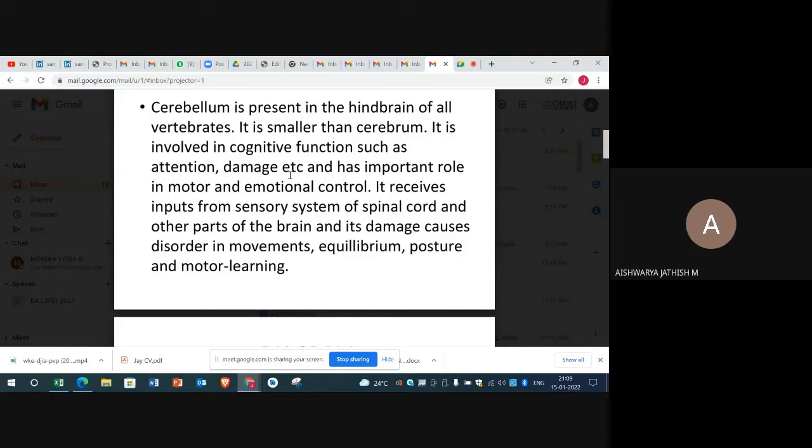So, what is the cerebellum? The cerebellum is part of the hindbrain. It is smaller than the cerebrum and is involved in cognitive functions such as attention, and has an important role in motor and emotional control. It receives inputs from the sensory system of the spinal cord and other parts of the brain, and its damage causes disorders in posture, equilibrium, movements, and motor learning.